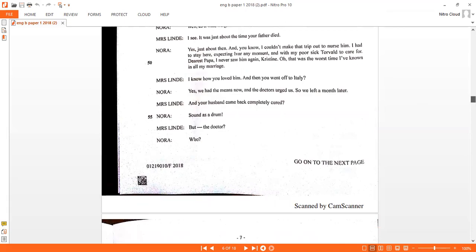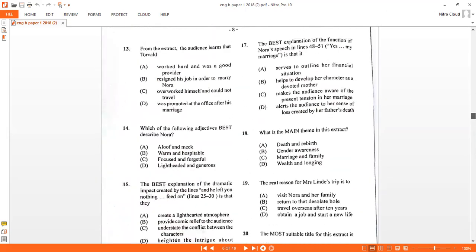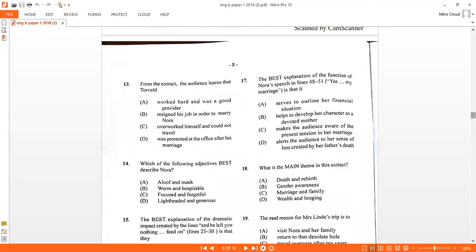So let us now go back to the options that are given. So we know it is not A because it does not outline her financial situation. She was well off for the most part because her husband had worked so hard and had obviously given them a good life. B says helps to develop her character as a devoted mother. This does not speak to her character as a mother. It does not focus on her character as a mother. So the function of her speech would not be for B.